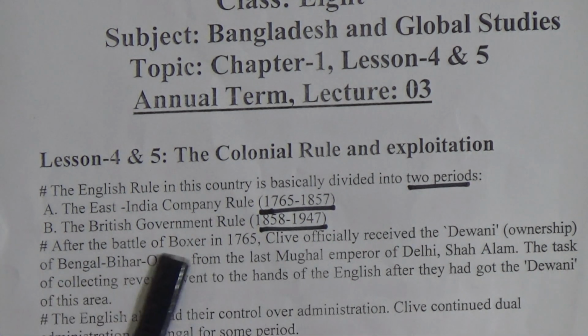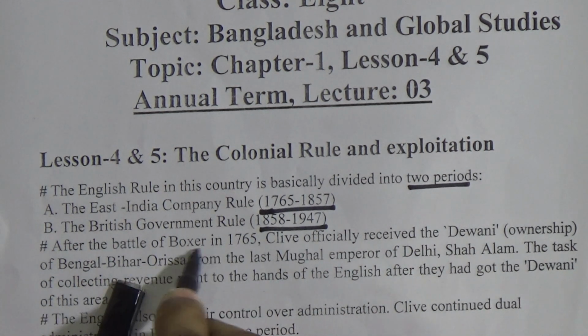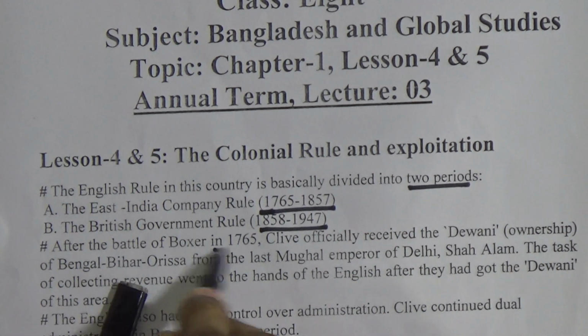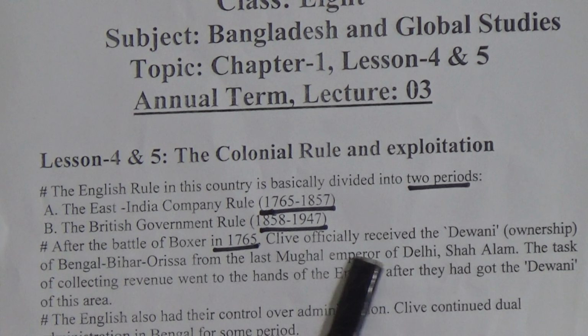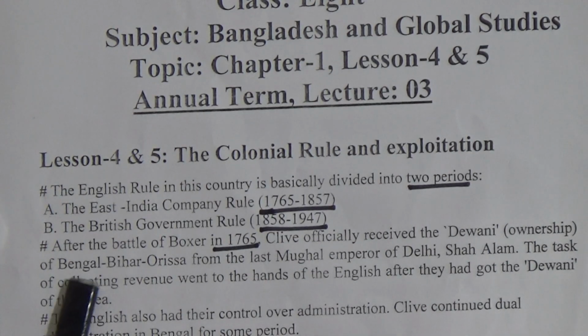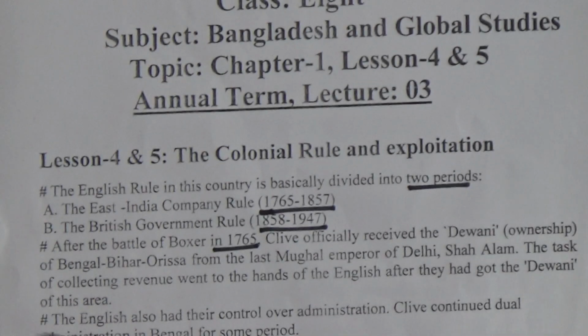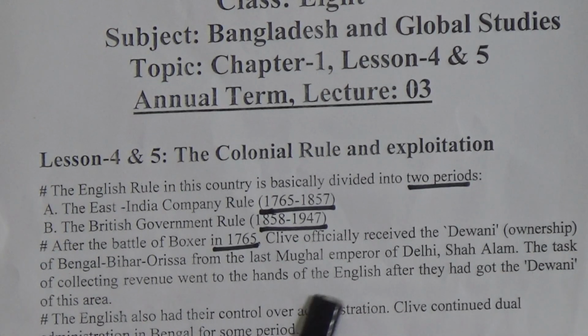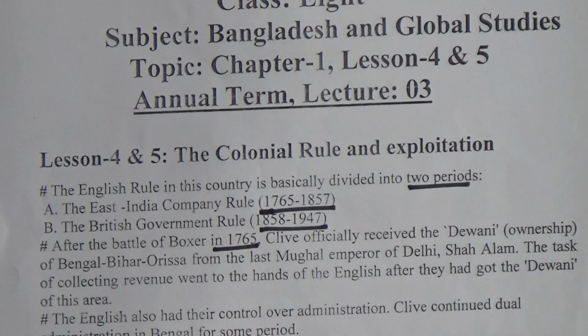After the Battle of Buxar in 1765, Clive officially received the Diwani ownership of Bengal, Bihar, Odisha from the last Mughal Emperor of Delhi, Shah Alam. The task of collecting revenue went to the hands of the English after they had got the Diwani of this area. The English also had their control over administration.